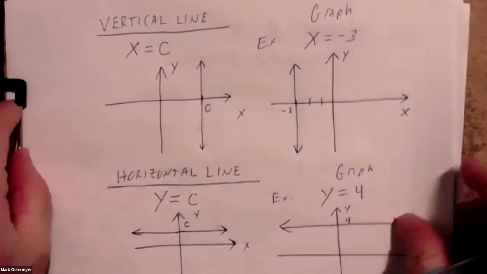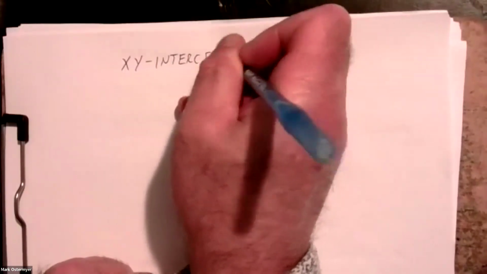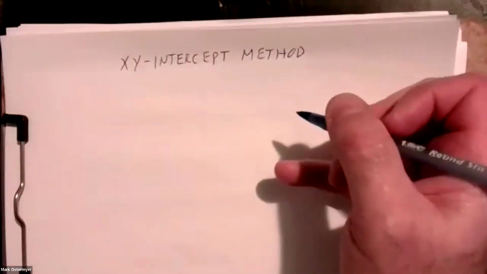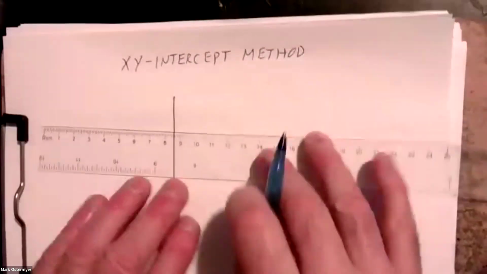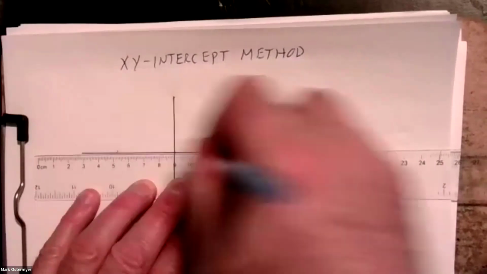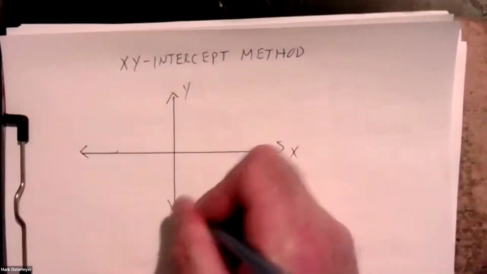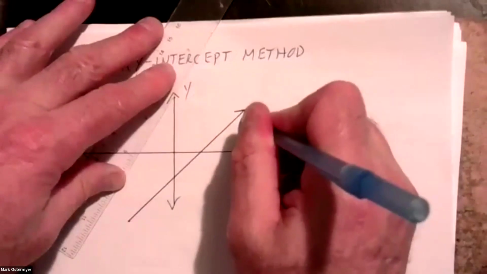All right, there's another way to graph linear equations. We've seen the table method. Here's another method. It's called the XY intercept method for graphing a linear equation. First of all, we need to define for you what an x and y intercept is for a linear equation. Suppose I have a linear equation, I graph it in the xy plane, and it looks like this.